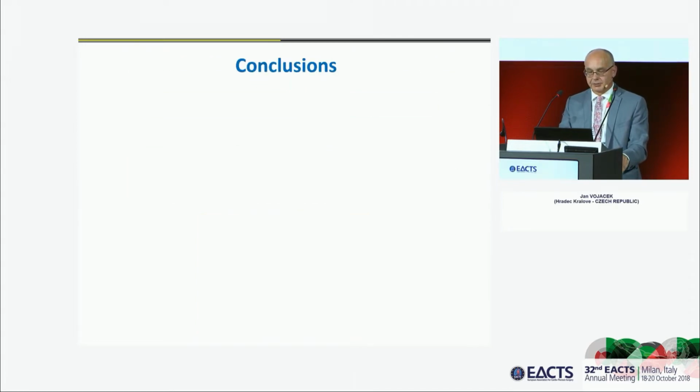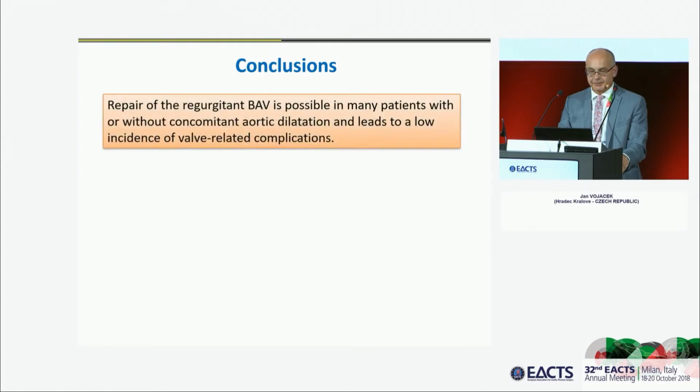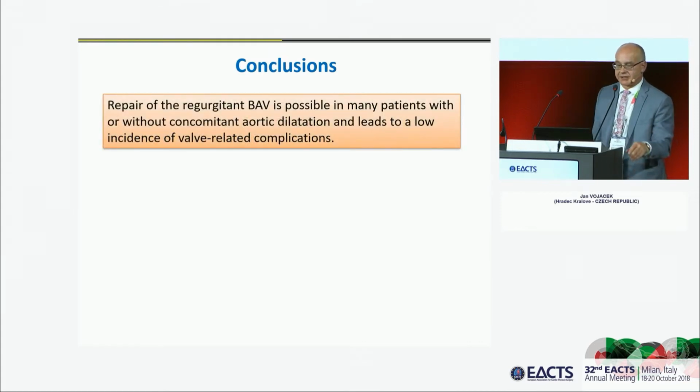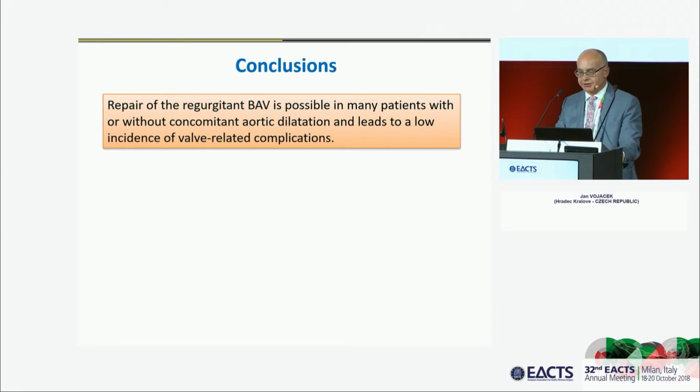So let me summarize. Repair of the leaking bicuspid aortic valve is possible in many patients with or without concomitant aortic dilation, and there is a low incidence of valve-related complications.